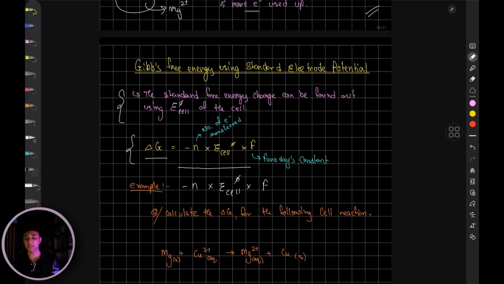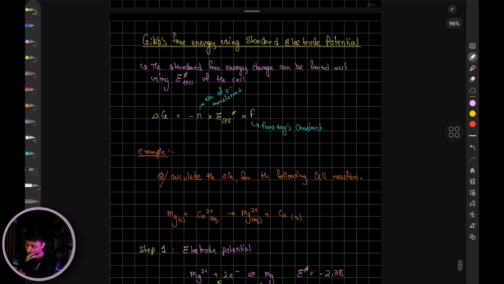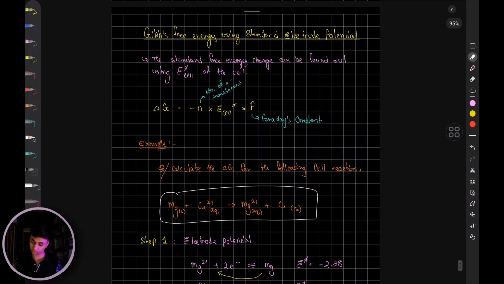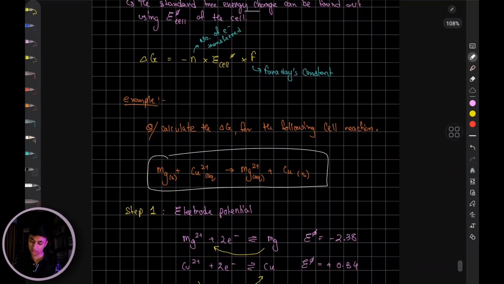You don't need to understand where this formula is coming from for this syllabus, but you need to be able to calculate the change in Gibbs free energy, right? Let's look at an example to understand how to use this formula. So the question is: calculate the del G for the following cell reaction. Notice this is the entire ionic equation between two electrode reactions.